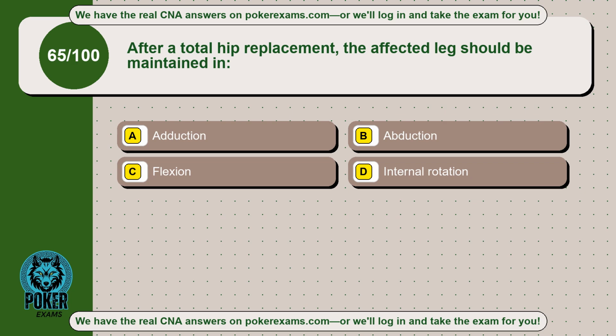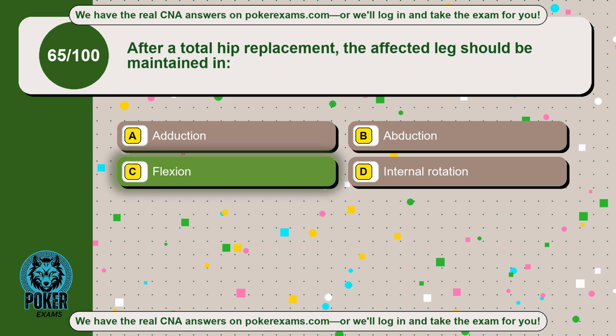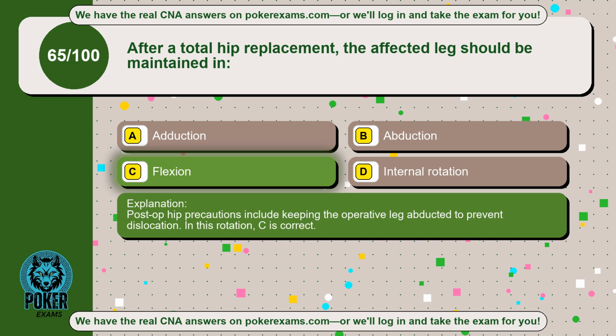Question 65. After a total hip replacement, the affected leg should be maintained in: Option A, adduction. Option B, abduction. Option C, flexion. Option D, internal rotation. The correct answer is option C. Flexion. Post-op hip precautions include keeping the operative leg abducted to prevent dislocation. In this rotation, C is correct.